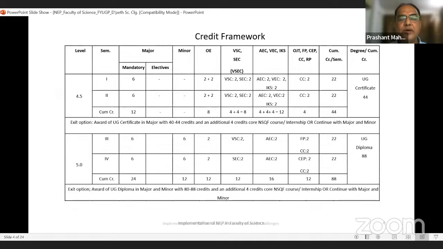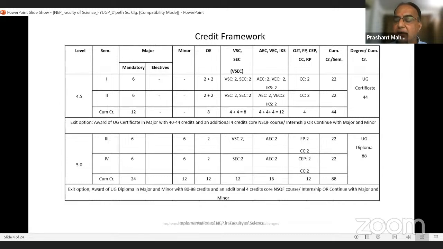Then we have a lot of categories of courses, verticals: major, mandatory and electives, minor, open electives, vocational skill courses, skill enhancement courses. Then we have ability enhancement course, value education course, Indian knowledge system. OJT is especially known as on-the-job training. Examples of OJT are field project, internship, apprenticeship, and this becomes the OJT. Then we have continuing education program, co-curricular courses, research projects like this.